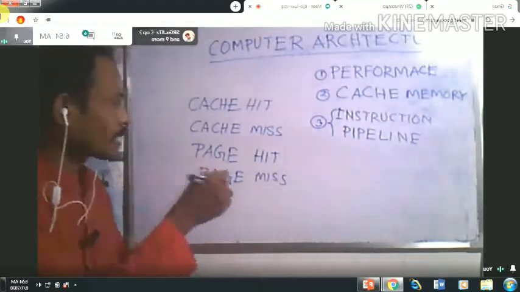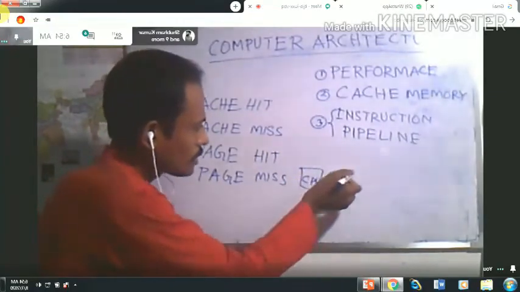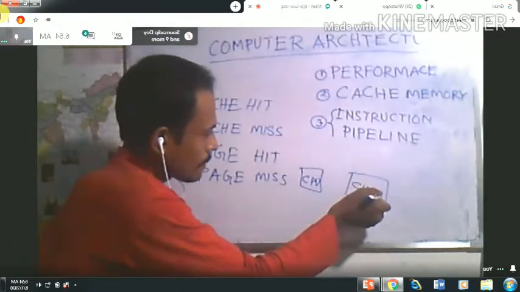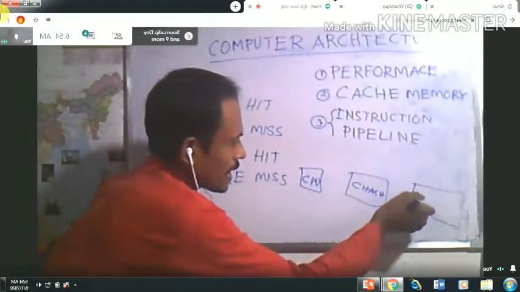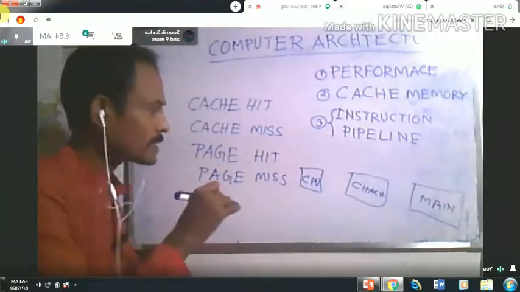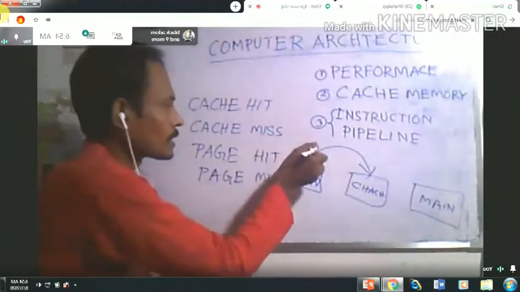So what does it call? Suppose this is your CPU, this is your cache memory, and this is your main memory. Clear?